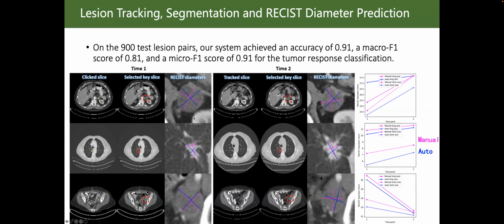Then using the tracking model, we can get the located lesions on the CT scans collected at time point 2. Also, we can get their key slice and their RECIST diameter prediction results. The last column shows the response results. As you can see, all response results are very similar to the manual RECIST annotations.